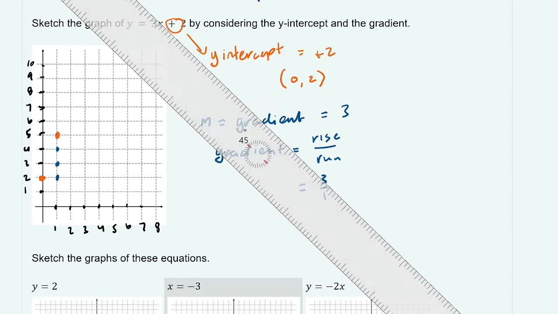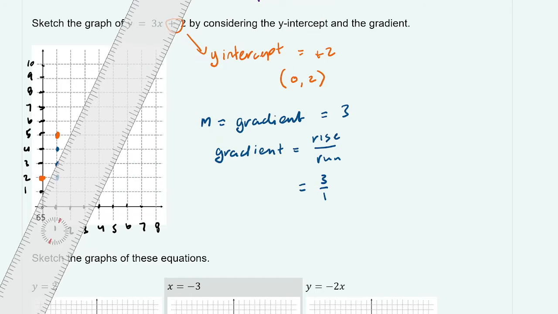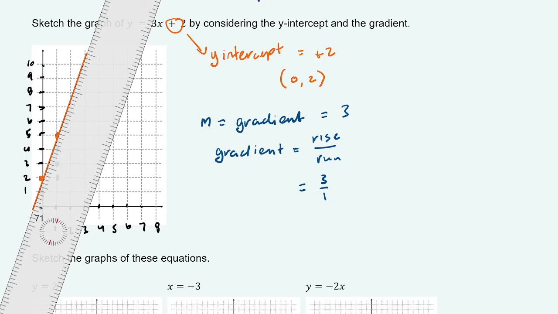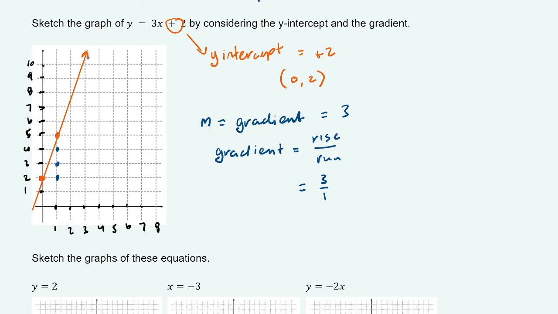So here is my ruler. Let's get the ruler on the spot. There it is, right there. And I draw through my spots and put my arrows in at the end. So that's all that line has to look like for our graph of y equals 3x plus 2. Now let me just fix up that little circle. It needs to go around the whole thing. Okay, let's keep cracking through this and get on to our next one.